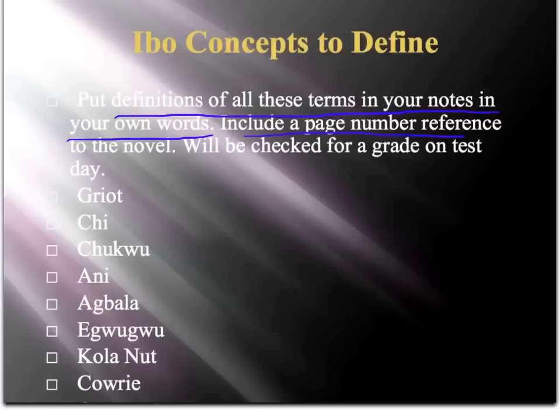And then I want you to include a page number reference to the novel to illustrate where you found that definition sort of in action. I'm going to check those for a grade on test day. I'll post this list on Angel, but it's right here in the video. So again, these are the terms that I need you to define and in your own words, and I need a page number for where they come up in the novel.